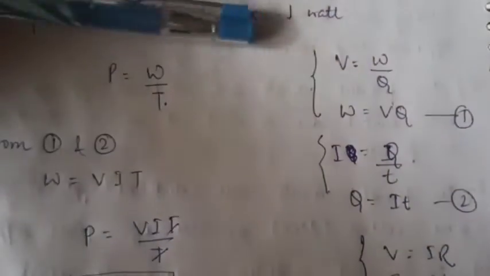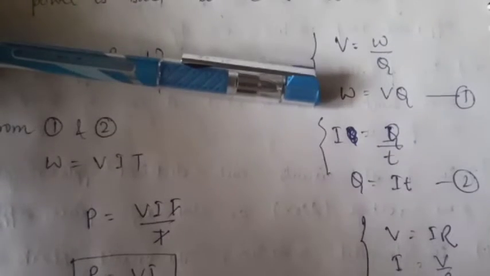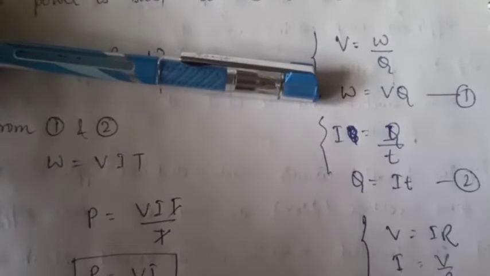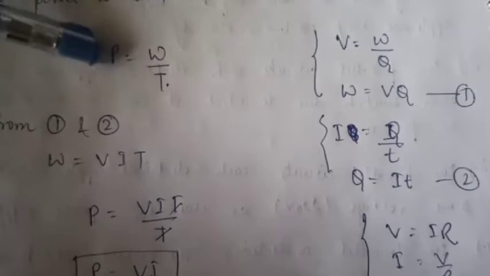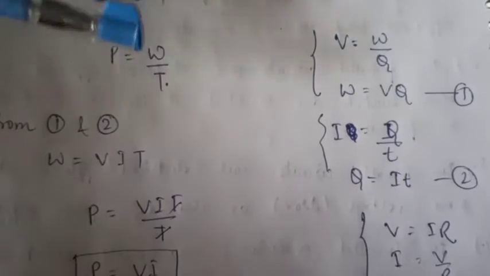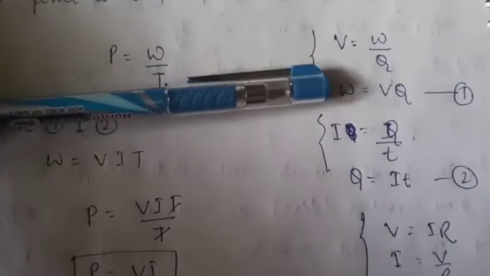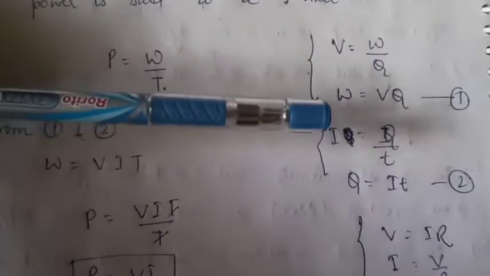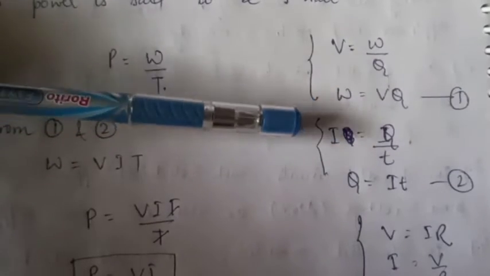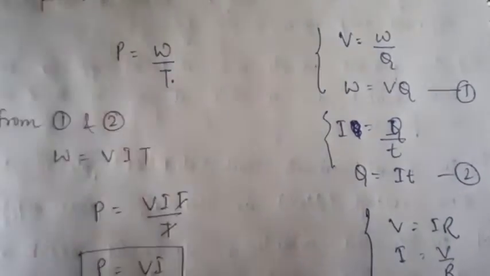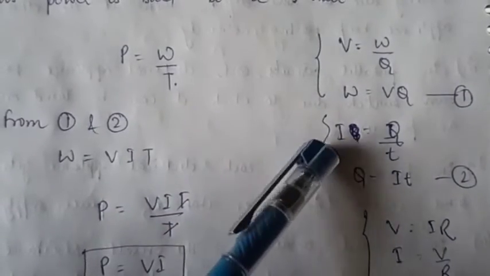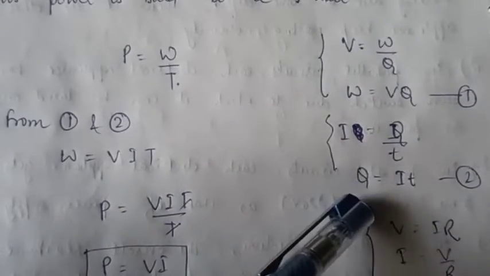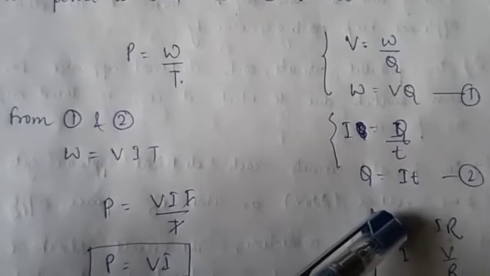From here you can see that V is equal to W by Q and W is equal to V into Q. Also the next thing is that we need to replace the value of Q. Here we want to take something in current. So if we recall the definition of current, then current is what? Rate of flow of charge. So we can write I is equal to Q upon T. That gives us a formula Q is equal to IT.